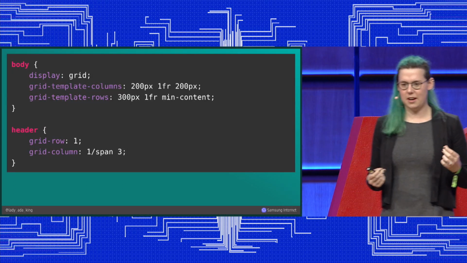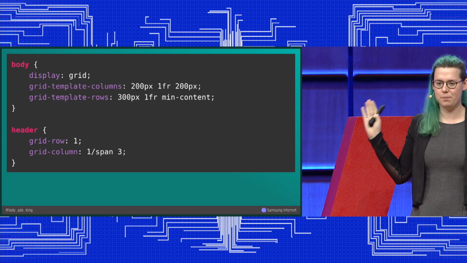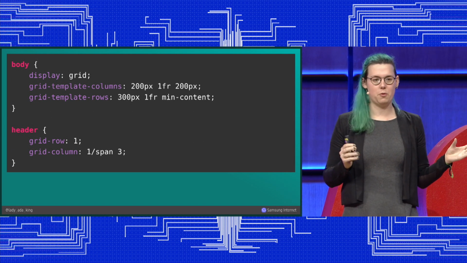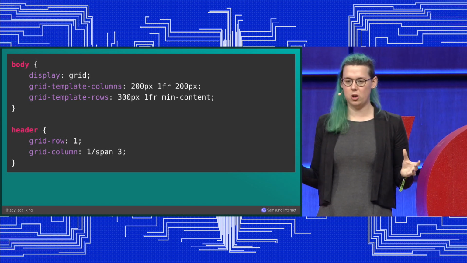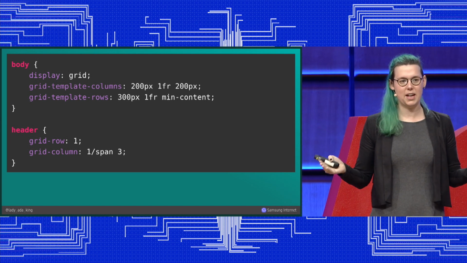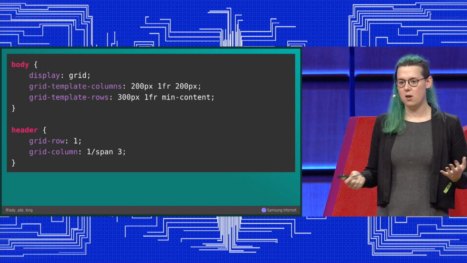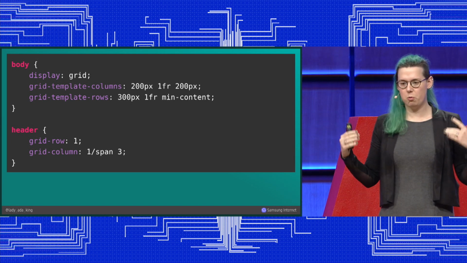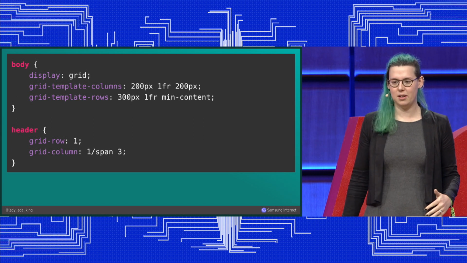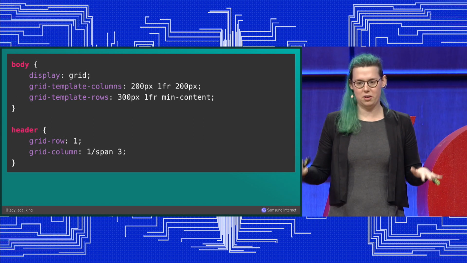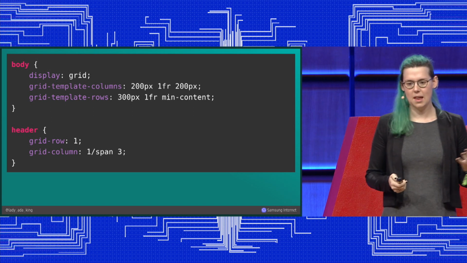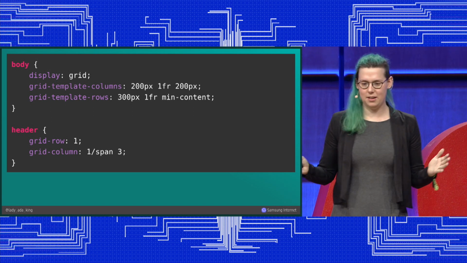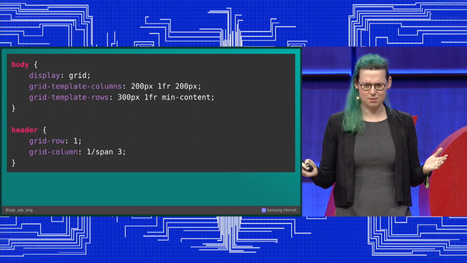So this is a very simple grid layout. I've got 3 columns, 200-pixel column on the left, 200-pixel column on the right, and the middle column just takes up the remaining space. For my rows, I've got a 300-pixel header row. My middle row fills the available space, and my footer row is just the smallest it can be. Then I've told my header to go into my first row and fill 3 columns.